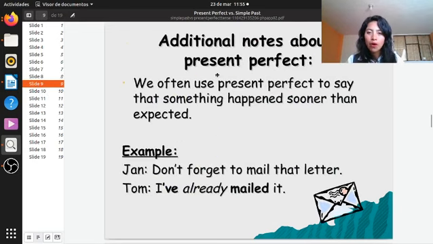Additional notes about present perfect. We often use present perfect to say that something happened sooner than expected. Example: Jan, don't forget to mail that letter. Tom, I've already mailed it. I have is the contraction I've, right? Okay, this is something that happens sooner.